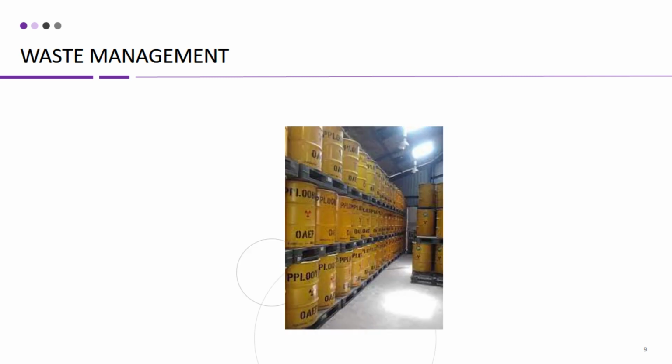Now, another crucial aspect of nuclear reactors is the management of nuclear waste. Now, while nuclear energy generates a significant amount of electricity, it also produces radioactive waste that needs to be safely stored and managed for long periods of time. There are various methods for storing and disposing of nuclear waste, and it is a topic of ongoing research and debate in the field of nuclear engineering.